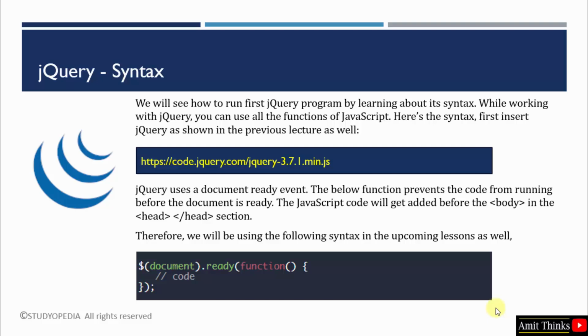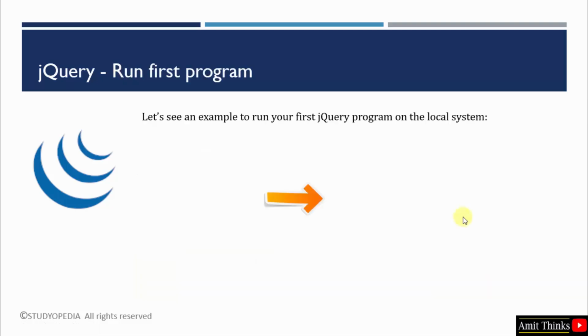So guys, we saw how we can run our first jQuery program. We created an HTML file and inserted jQuery in it and ran it. We added the following CDN for jQuery. We also used the following syntax. And we ran the first program.